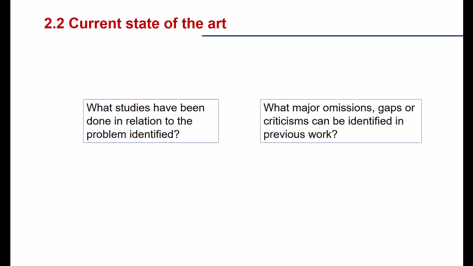And the second part of the introduction is the current state of the art. So here you are just doing a brief literature search about what are the research works that have been done in relation to the problem you have identified. And you are also looking out for what are the major omissions, what are the gaps, or what are the criticisms that you can identify in the previous work that has been done.